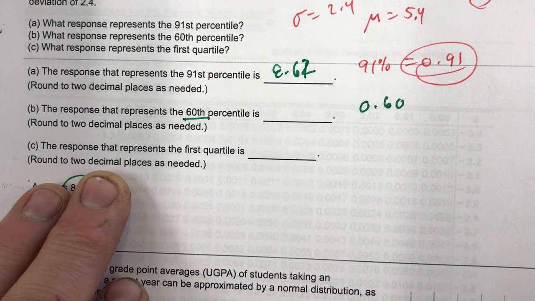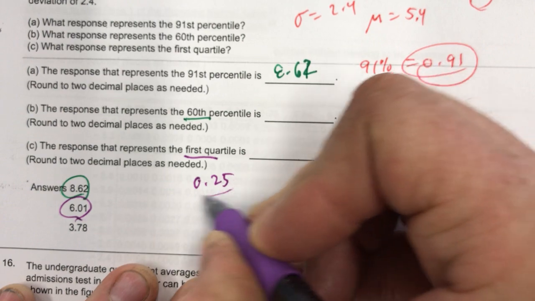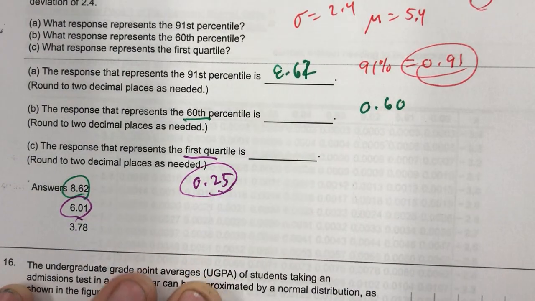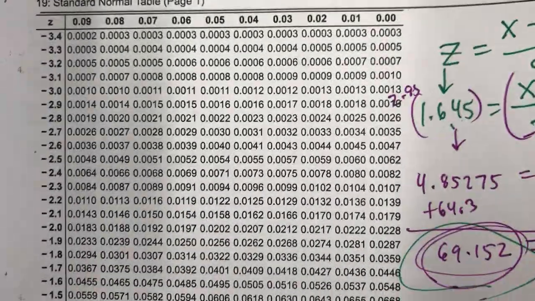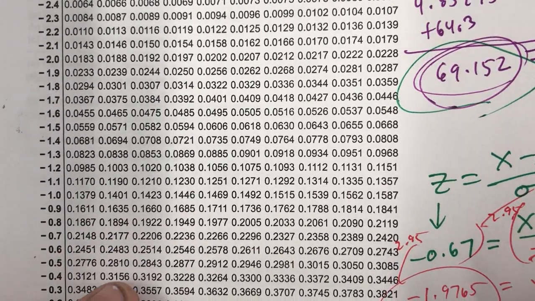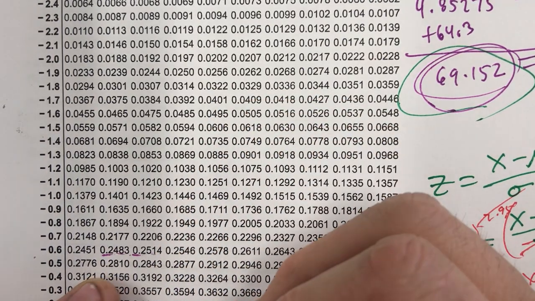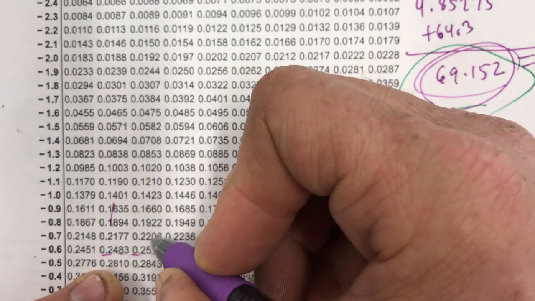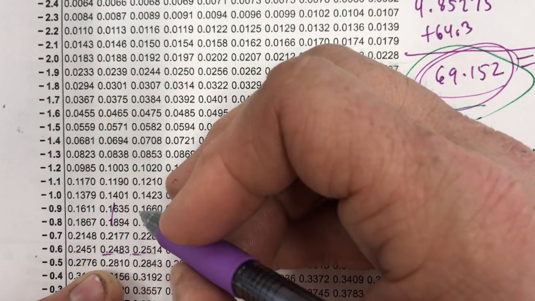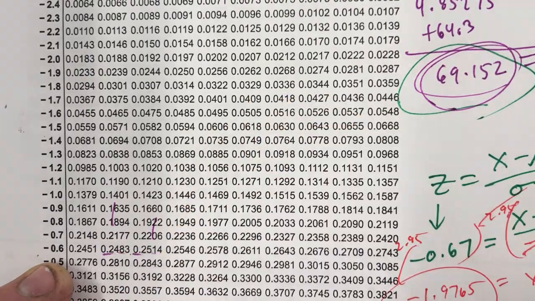What response on this puts you in the first quartile? First quartile would be 0.25. So I look up that percent. Okay, so 0.25 looks like it's between these two right here. So it's negative 0.68 and 0.67. So negative 0.675.